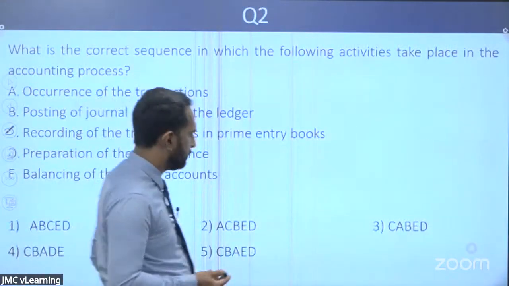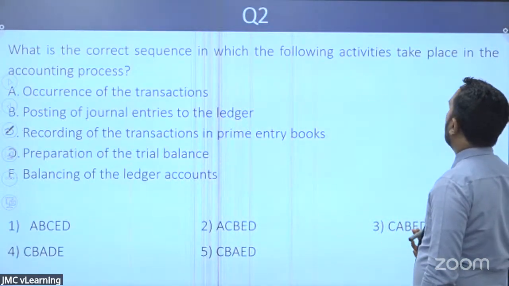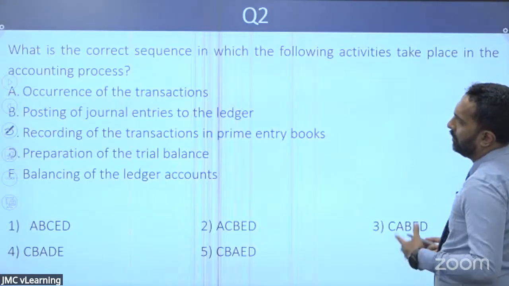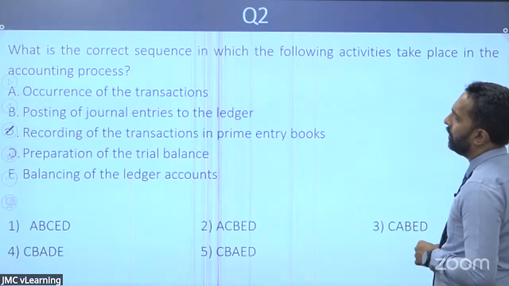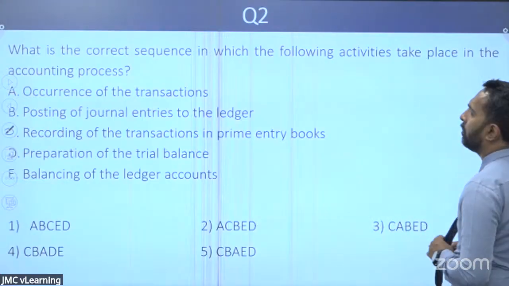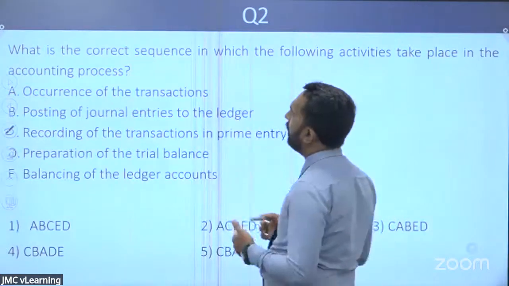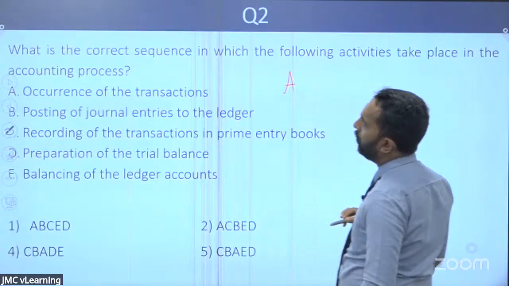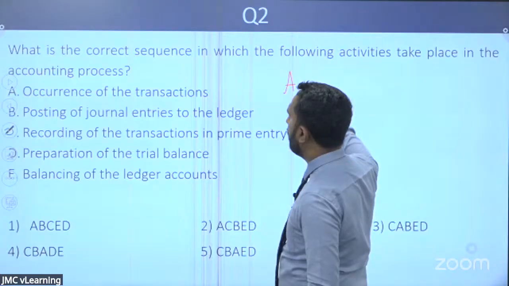We look at the second one, right? What is the correct sequence in which the following activities take place in an accounting process? So you've got A, occurrence of the transactions, B, posting of journal entries to the ledger, C, recording of the transactions in the prime entry books, D, preparation of trial balance, E, balancing the ledger accounts. We'll take them in order. So first of all, A, transactions need to occur. Thereafter, what will happen after the transactions? You need to record them in the prime entry book.